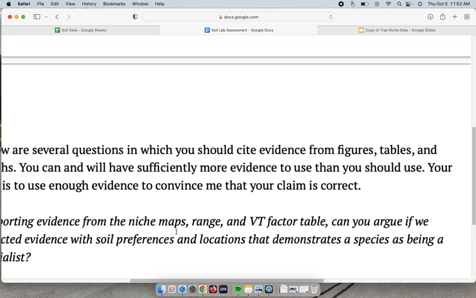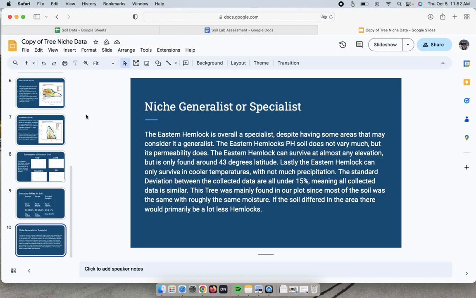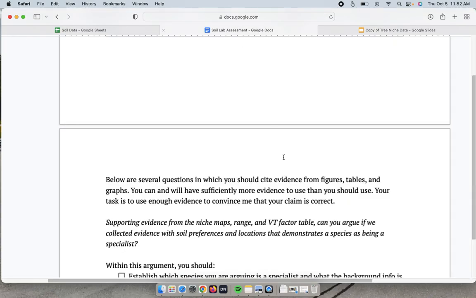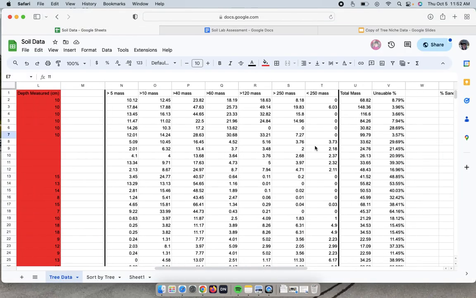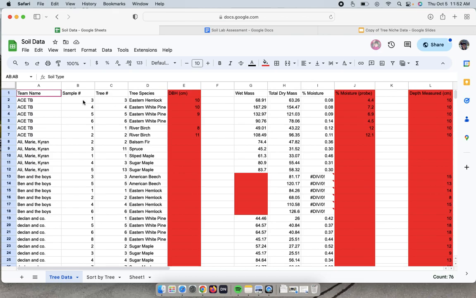With supporting evidence from niche maps, ranges, and the Vermont factor table, the factor table being this guy right here, can you argue, if we collected evidence, being our data sheet, that shows, based on soil preferences and locations, a species as being a specialist. So that means in this argument, you're going to be identifying one tree species that you would consider being a specialist. And it's going to be a specialist based on soil preferences, which would be column AB, sand, silt, and clay, but also how often we found it and in which sites.